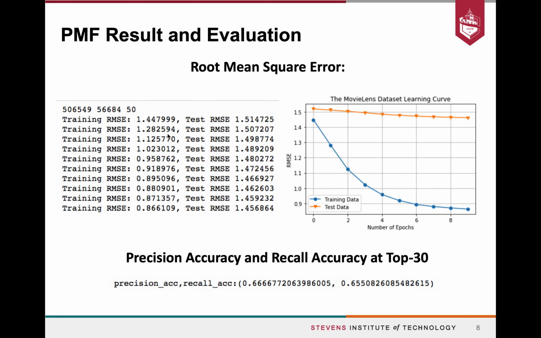We use RMSE and precision and recall accuracy at top K to evaluate the model. The best RMSE on train is 0.86 and on test is 1.45. The precision accuracy at top 30 is 0.66 and recall accuracy is 0.65.